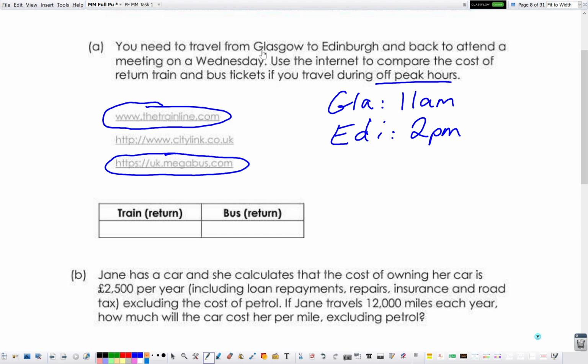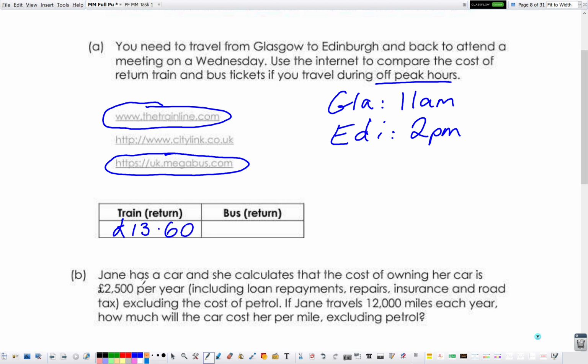Okay, so I searched the train line for Wednesday, and it was an off-peak return, leaving at 11, coming back at 2:15 actually, was the return from Edinburgh Waverley back to Glasgow Central, and that gave me a total cost of £13.60.